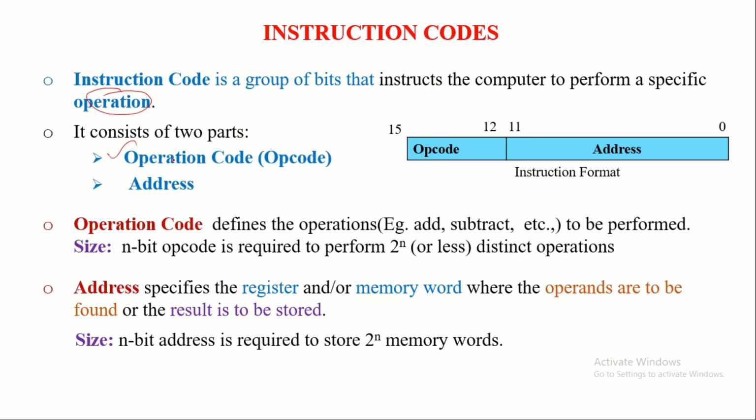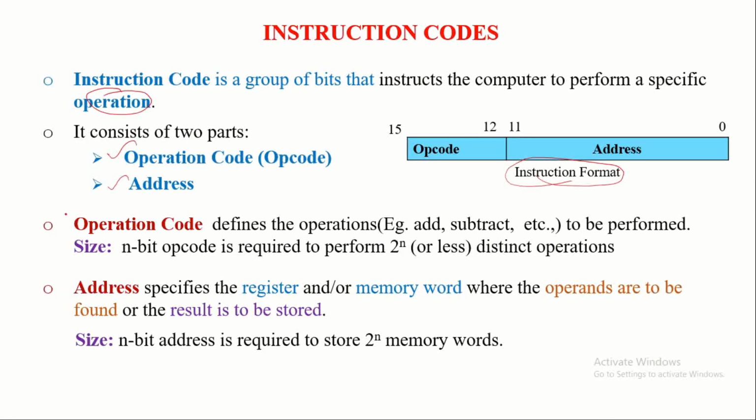The first part consists of the operation code, which is also known as opcode. In the second part, the address is stored. Here you can look at the example instruction format given. This instruction code consists of two parts, where the first part consists of opcode and the second part consists of address.